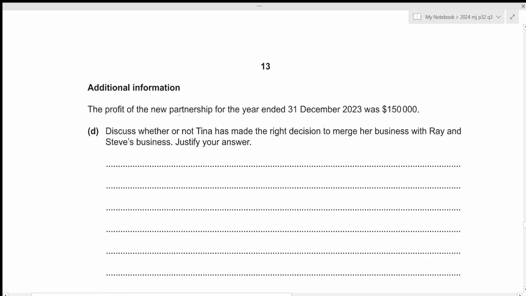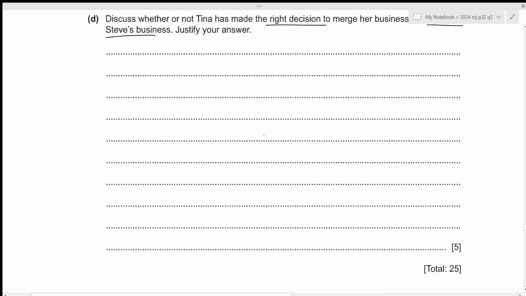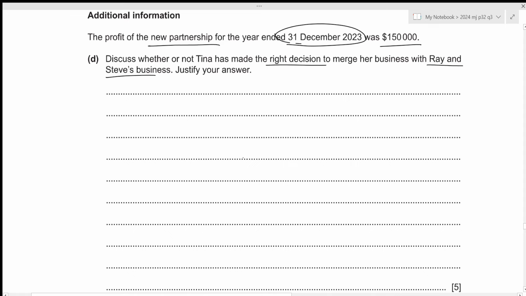Now, the profit of the new partnership for the year ended 31st December 2023 was 150,000. Now we need to discuss whether or not Tina has made the right decision to merge her business with Ray and Steve's business. We need to justify our answer. This is of 5 marks, so we need to have 2 advantages, 2 disadvantages, and a final decision. The very first thing we can do is calculate Tina's share of profit for the new partnership. So Tina's share of profit. Her new profit sharing ratio is 20%, so that will be 150,000 times 20%, which results in the value of 30,000.